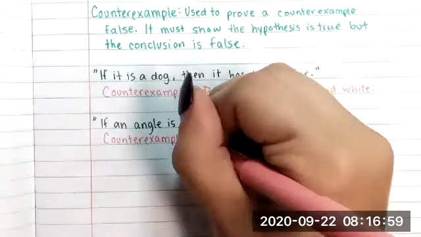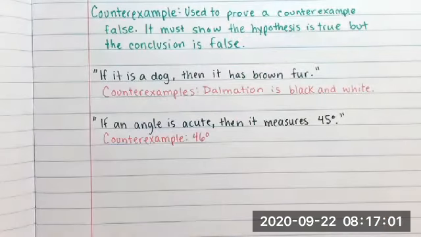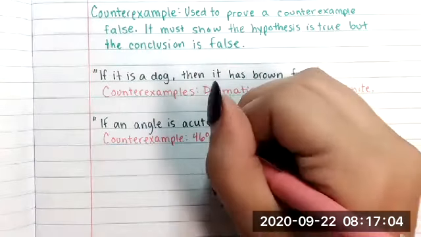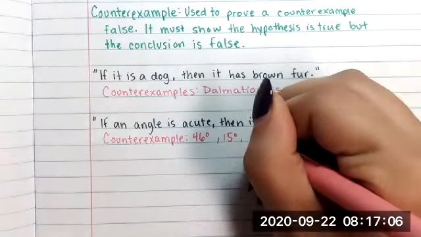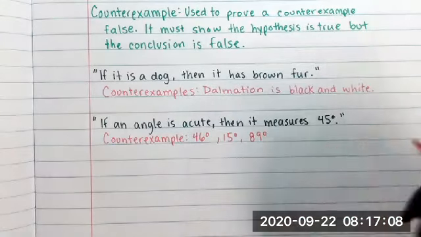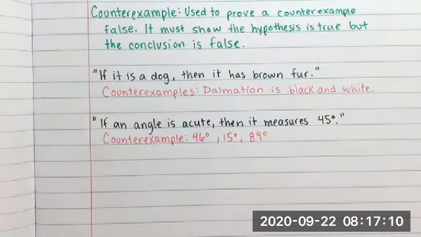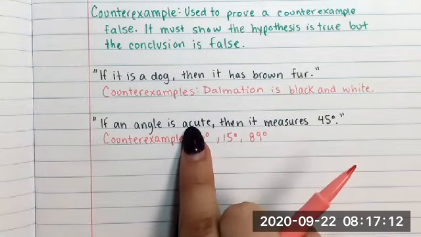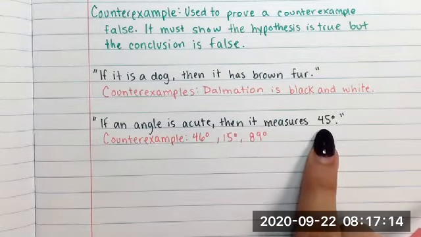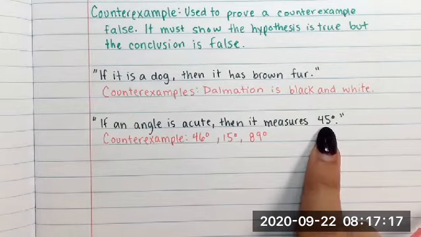So what if it was 46 degrees? That's still less than 90. It could be 15 degrees. It could be 89 degrees. Any of those count as counterexamples because it's true that the angle is acute, but it's false that it measures 45 degrees.